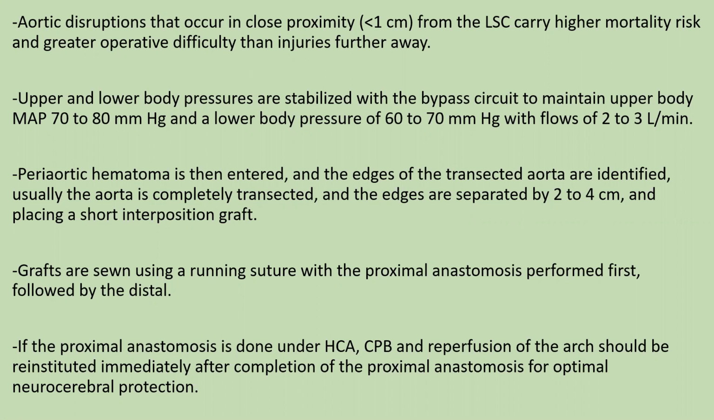The pre-aortic hematoma is entered and the edges of the transected aorta are identified. Usually the aorta is completely transected and the edges are separated by 2 to 3 centimeters, and a short interposition graft is placed. Grafts are sewn using a running suture with the proximal anastomosis performed first, followed by the distal. If the proximal anastomosis is done under hypothermic arrest, bypass and reperfusion of the arch should be reinstituted immediately after completion of the proximal anastomosis for optimal neurocerebral protection.